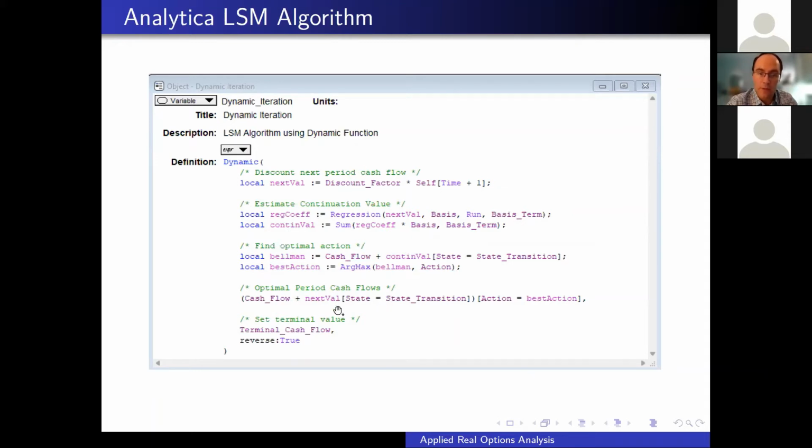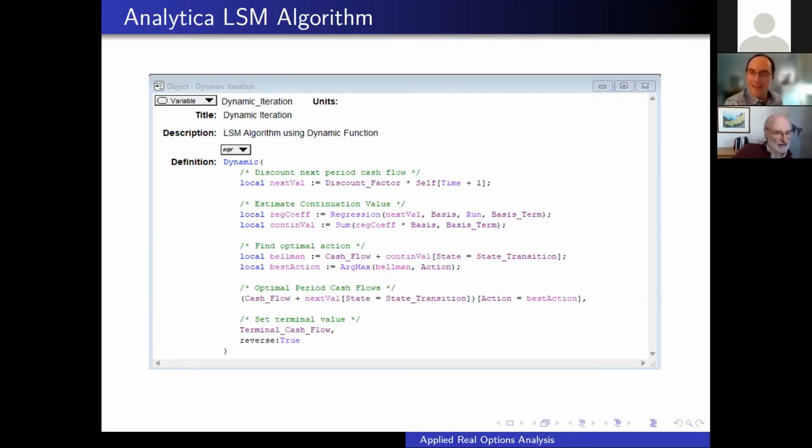The reason why we don't use the continuation value here, and instead use the next period value, is to try to minimize errors that can occur from the regression. So then we have this other kind of Bellman, which is the cash flow today plus the cash flow tomorrow, and then we select the best action. So let's now turn to the model to try to make sense of this.